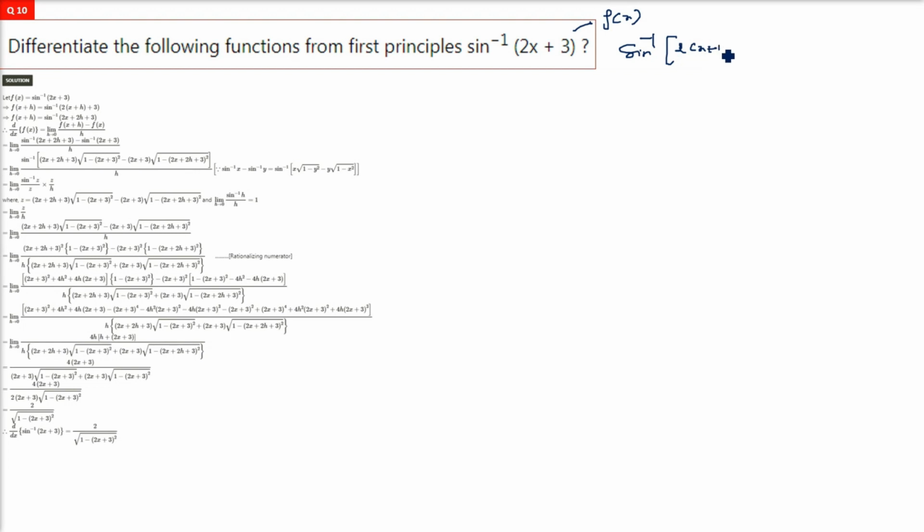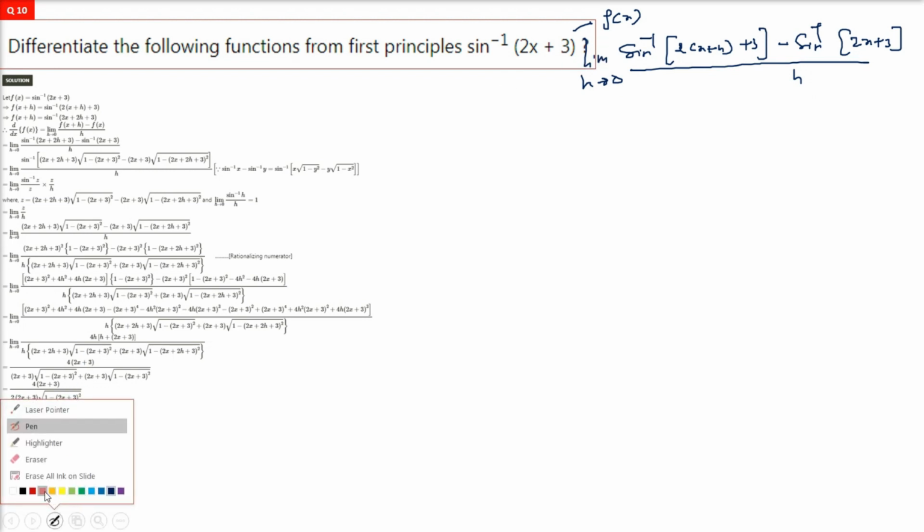So you have sin inverse(2x plus h). I am applying the first principle. Wherever x is there, you make it x plus h and then subtract the original function, which is sin inverse(2x plus 3). So f(x plus h) minus f(x) divided by h, limit h tends to 0. I will be taking the division by h wherever it is required, I am not going to write it. So these two I am telling.